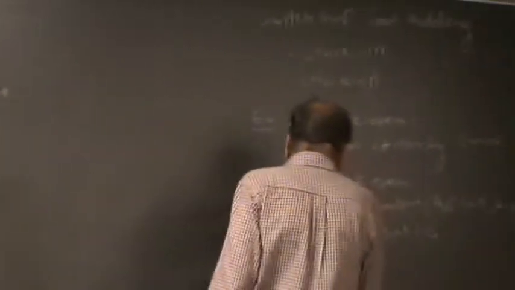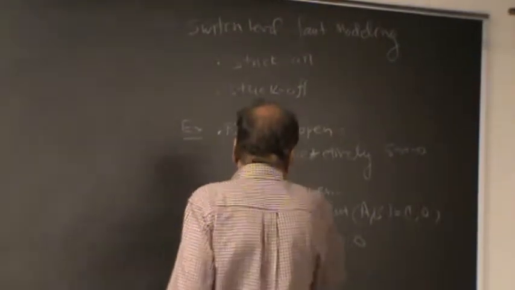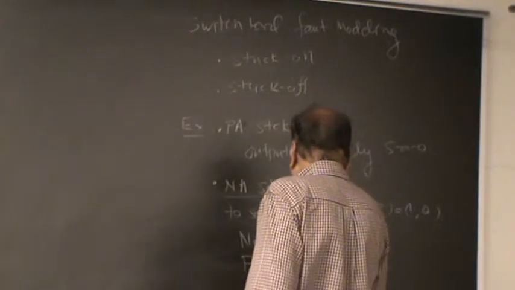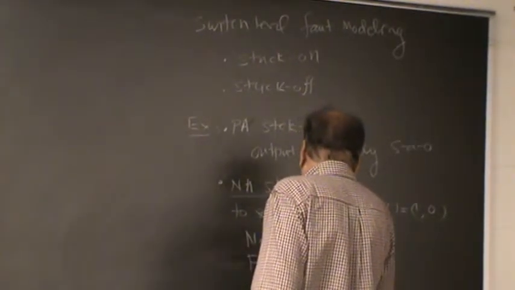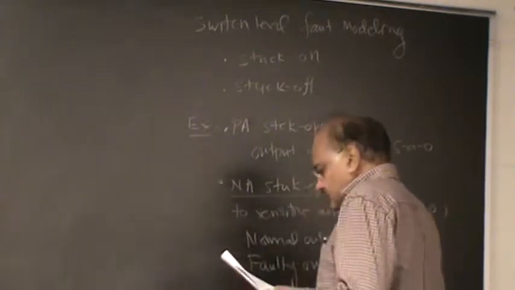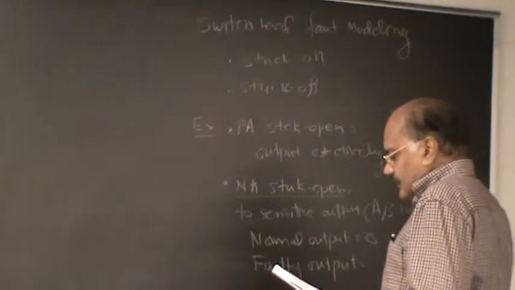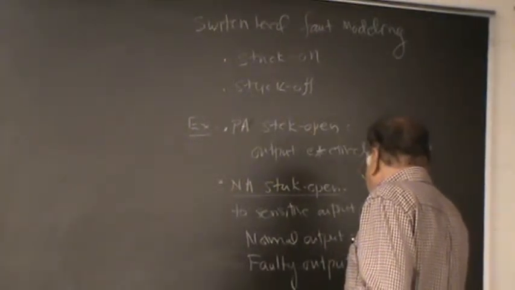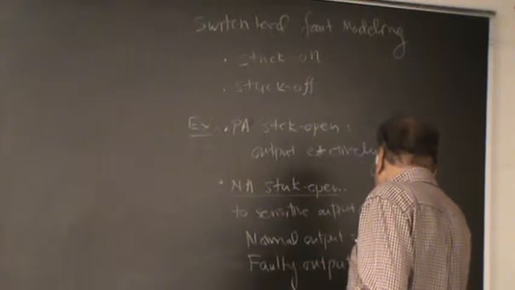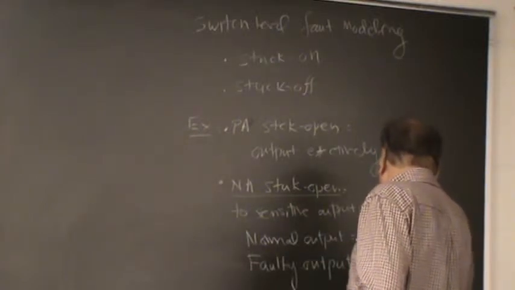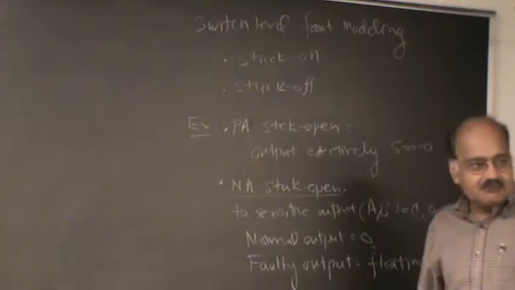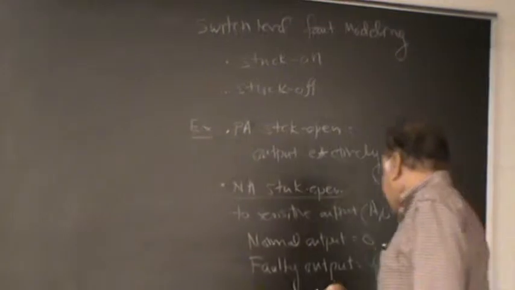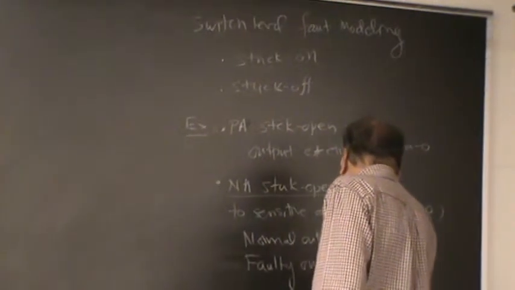And in case of a fault, another fault we are considering, in case of a faulty output, the output is, you can say, floating. That is a term that electrical engineers use. It's not connected to anything, but actually it will hold the previous value.